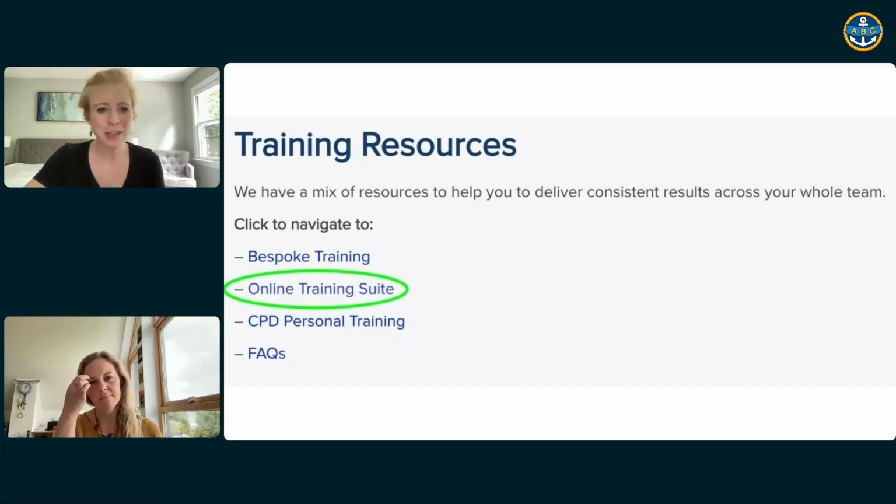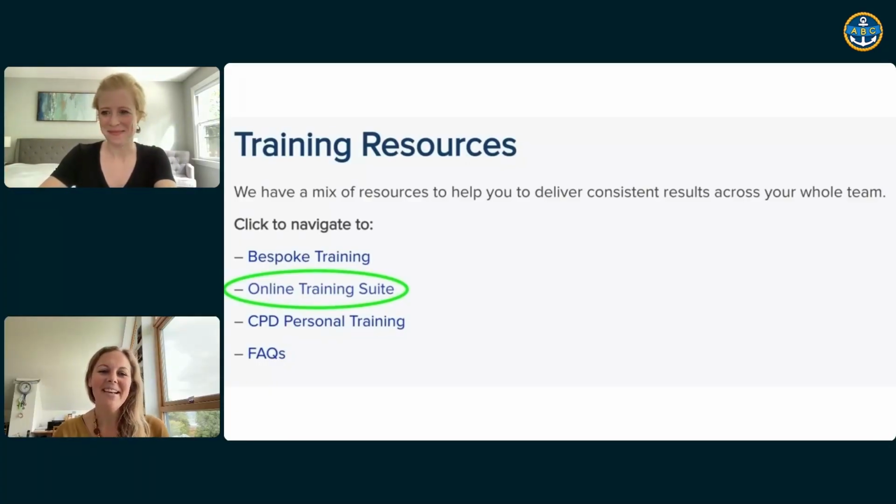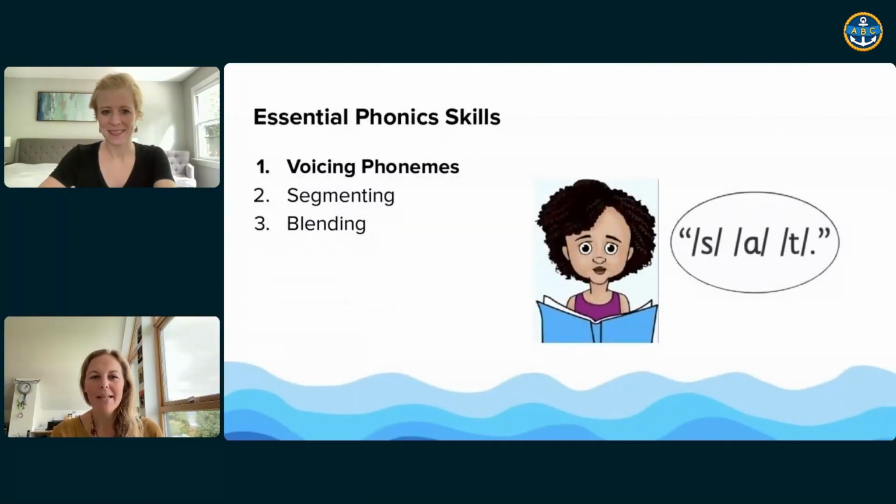Okay, I'm going to hand over to Lucy now to go through the first 3 key phonics skills we need to be teaching our students, which is voicing phonemes, segmenting, and blending. Thanks, Sarah. Okay, so let's take a deeper look at that first skill, voicing phonemes. Now, the single most important thing we can do is to make sure that we are voicing the phonemes correctly.